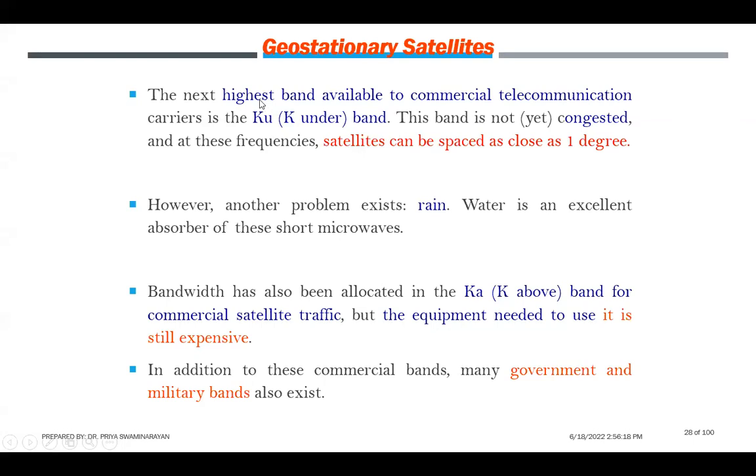But again, the Ku band is always affected during the rainy seasons, because the signals are absorbed by raindrops. So that is a drawback of the Ku band. The next band is Ka. A is nothing but above, right? So K above band is used for commercial satellite traffic, but again it is very expensive. Additionally, along with the Ku and Ka bands, there are a few bands specially designed for government and military use.